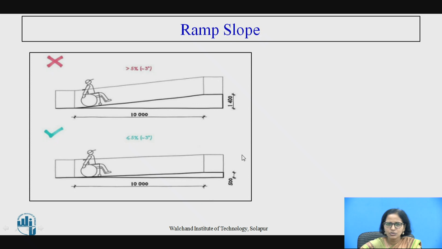When the rise is reduced from 1.4 to 0.5 meter and the horizontal span is 10 meters, in that case the ramp slope will be reduced, which will be less than 5%. So this will be the most feasible and convenient slope provided for a person with a wheelchair. So this is how the ramp slope will be decided.